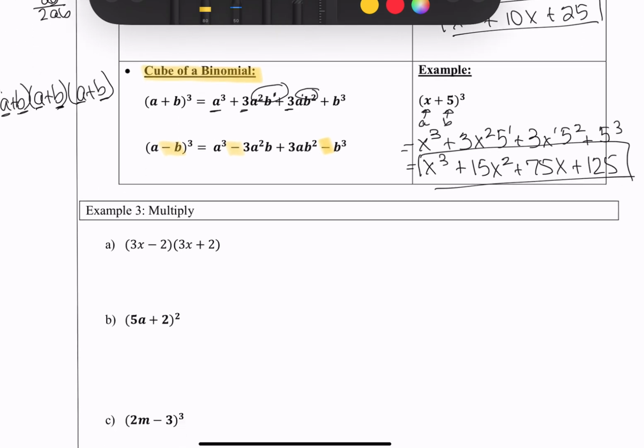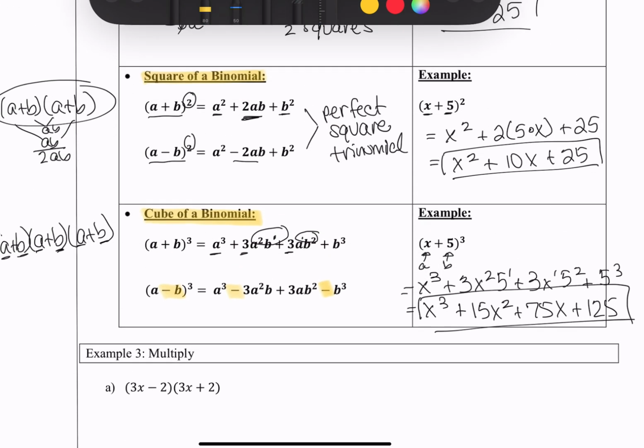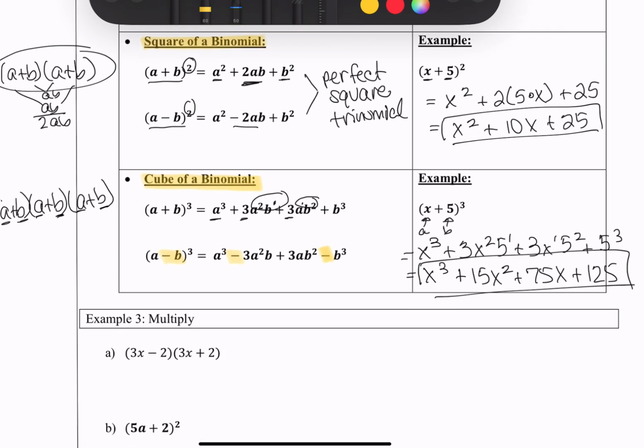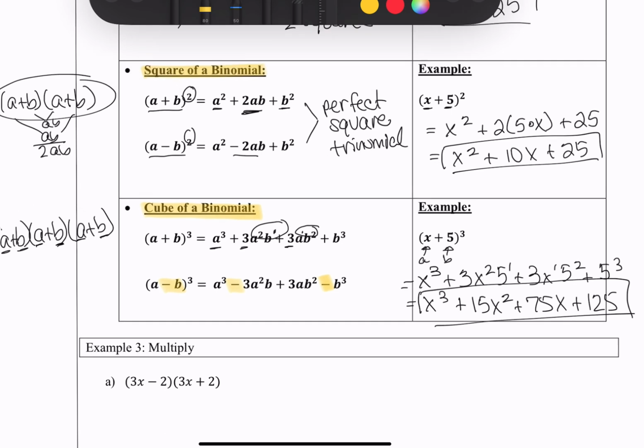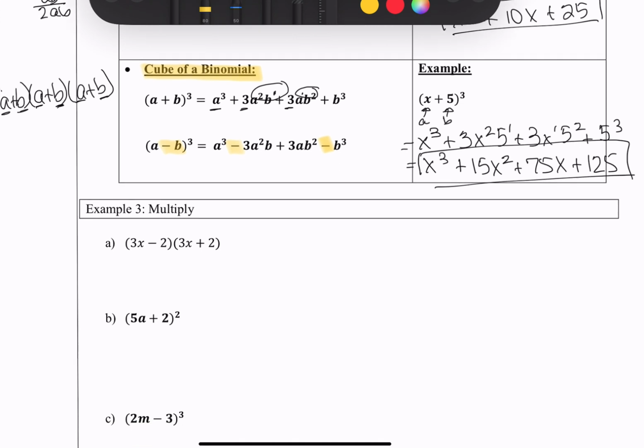Moving down to example 3. So the goal is to recognize what pattern you have and then follow the actual pattern. So here I notice I have two binomials, the exact same terms. The signs are opposite. So I know that I should be looking at the sum and difference pattern, which when I multiply, inners and outers will cancel out, leaving me with a difference of 2 squares.